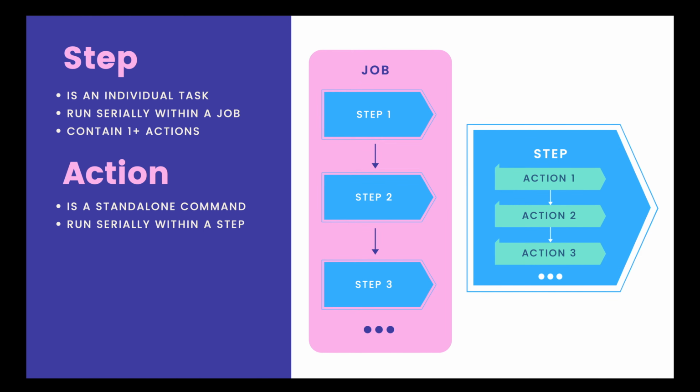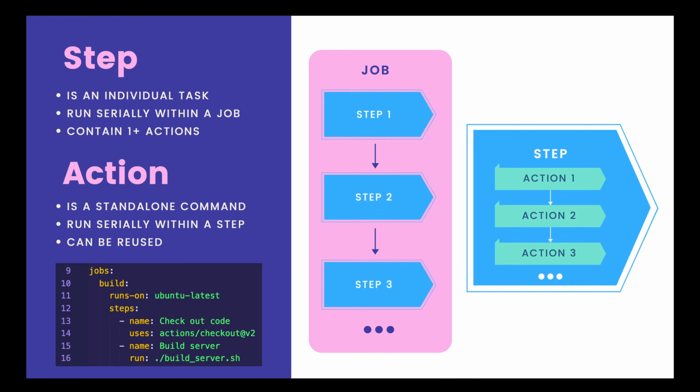And an interesting thing about action is that it can be reused. So if someone has already written a GitHub action that we need, we can actually use it in our workflow. Let's take a look at this example. Here we use a steps keyword to list out all steps that we want to run in our job. The first step is to check out the code from GitHub to our runner machine. To do that, we just use a GitHub Actions checkout version 2, which has already been written by the GitHub Action team. The second step is to build our application server. In this case, we provide our own action, which is simply running the build server script that we've created in the repository. And that's it.